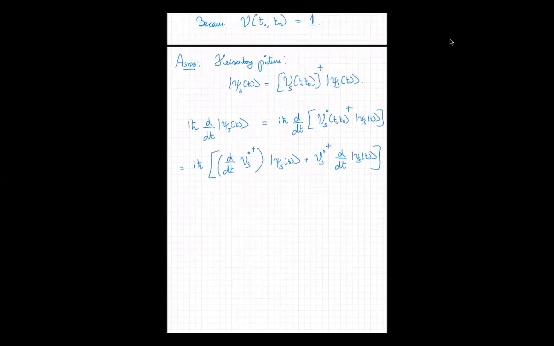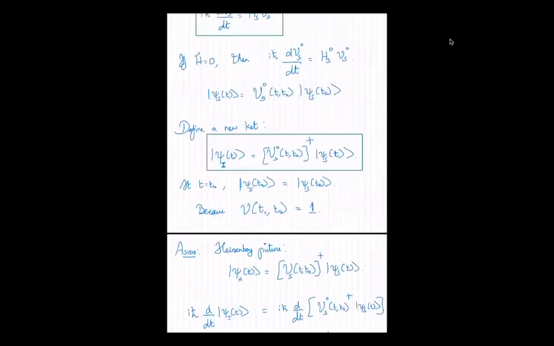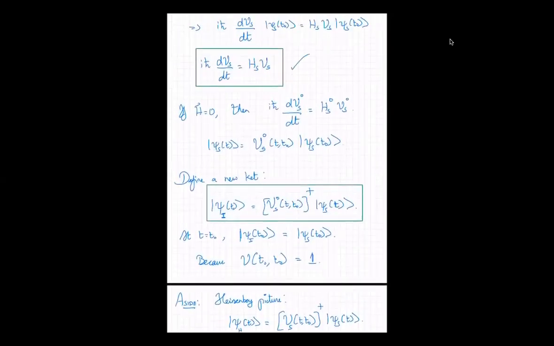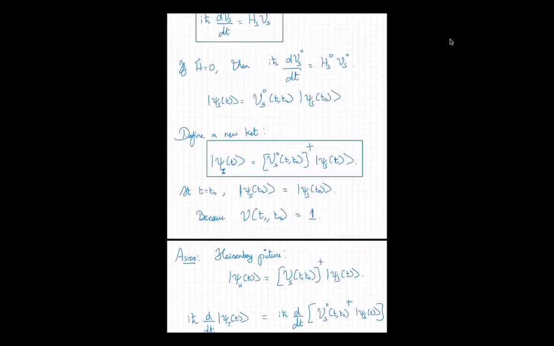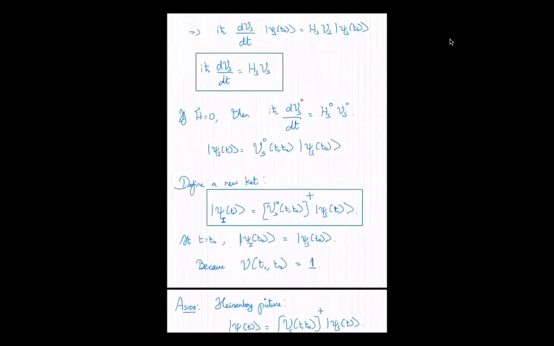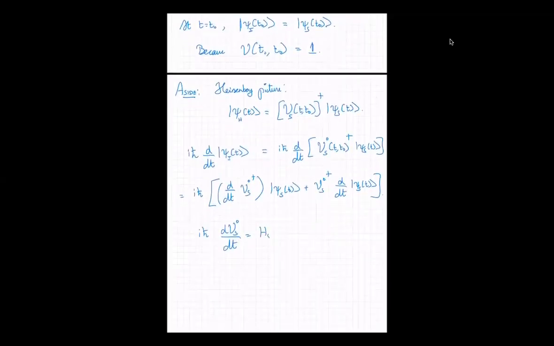But I know exactly what the first part is and what the second part is because I know this equation. So iħ dU_S0/dt equals H_S0 U_S0. I know this equation. But I don't want dU/dt, I want d/dt of U dagger. So just take the dagger on both sides. This is minus iħ dU_S0 dagger/dt equals U_S0 dagger H_S0.